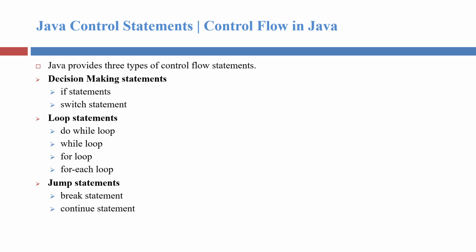In the decision making statements, we have the if statement category as well as the switch statement. In the looping statements, you will have different types of loops: for, while, do while, and for each loop. Next, the jumping statements. Under the jumping statements, we have two types: the break statement and the continue statement.